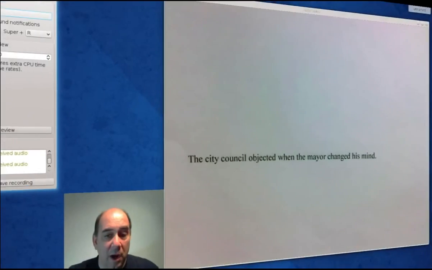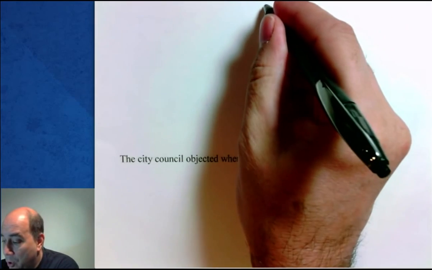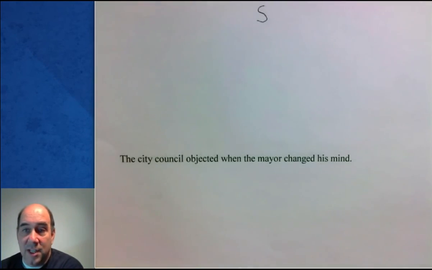Let's jump over to our first sentence here. First sentence is this one right here: The city council objected when the mayor changed his mind. When you're doing sentence diagramming, the first thing you want to do, right up here at the top, is begin with a big old S, which just stands for sentence.